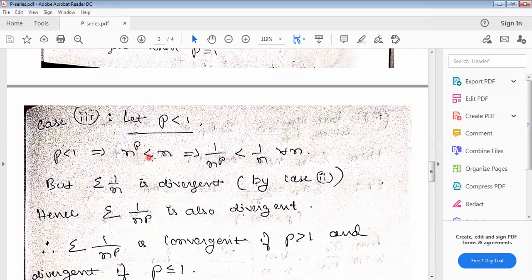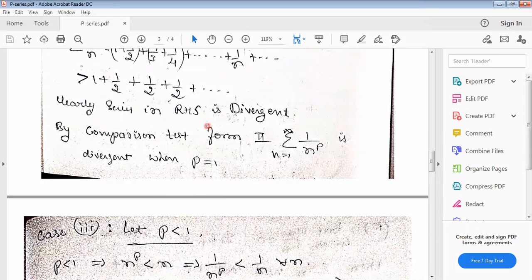n power p less than n implies if we take the reciprocal of this, we get 1 by n power p is greater than, please do make the correction, 1 by n power p is greater than, I am repeating, 1 by n power p is greater than 1 by n for all the values of n. But we know that sigma 1 by n is divergent. This is by case 2.